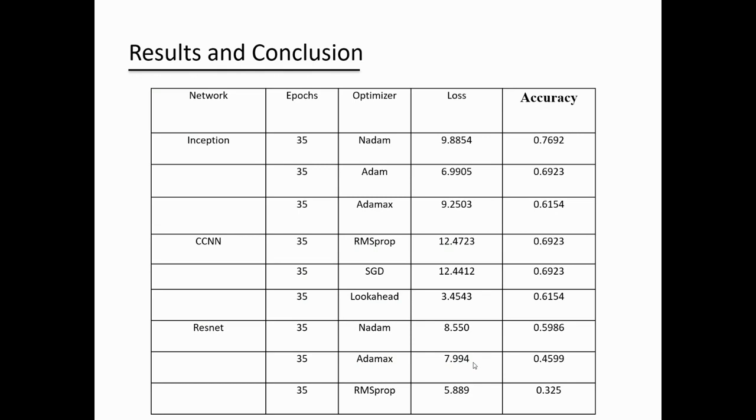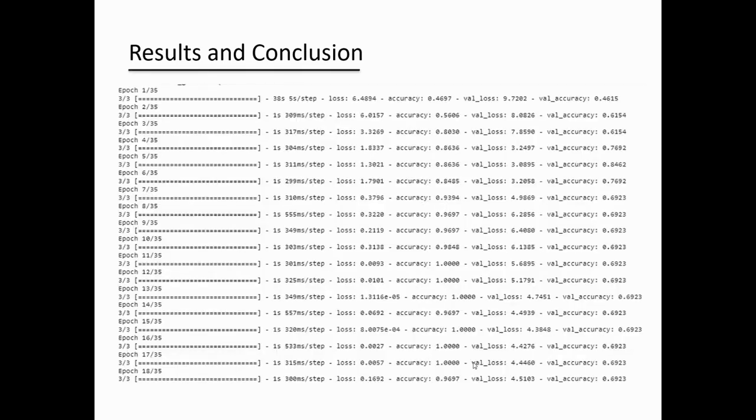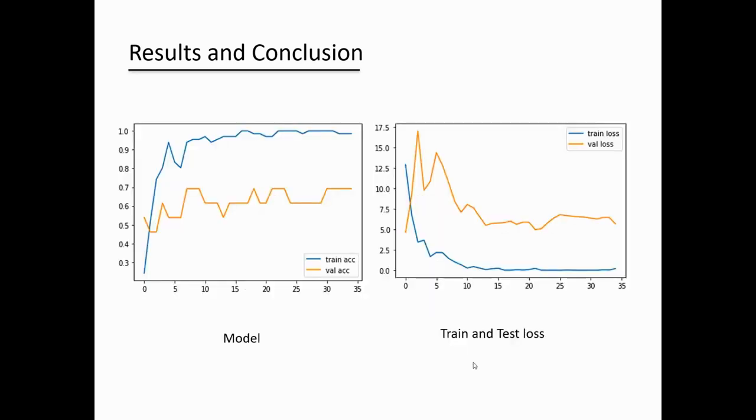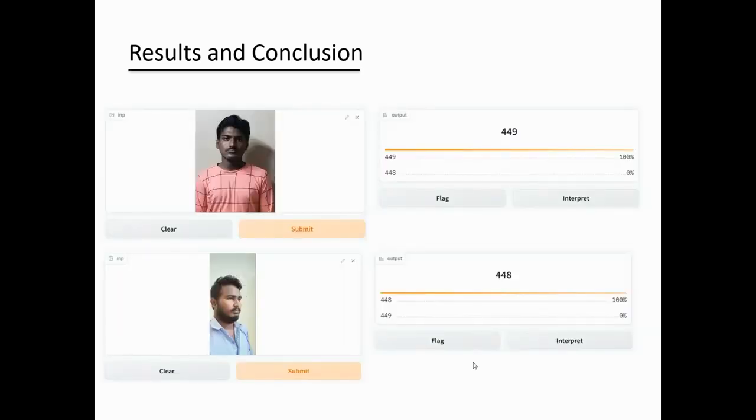We performed this optimizer analysis for 30 to 35 epochs on different networks. It results in this much accuracy and this much loss. This is the training process, how much time it takes and how much accuracy it generates. This is my model accuracy, and this is how the test and train losses look. Before deploying, I trained the model and deployed it in Gradio, then checked how accurately it recognizes. In my case, it recognizes 100%.